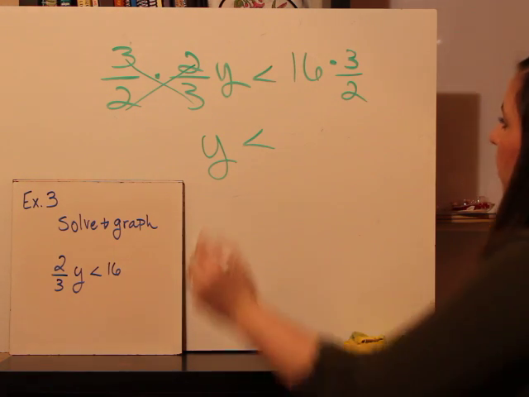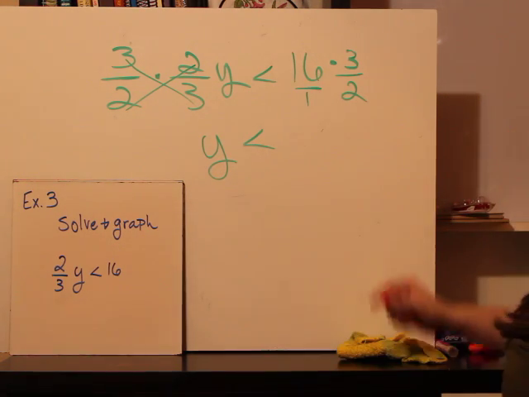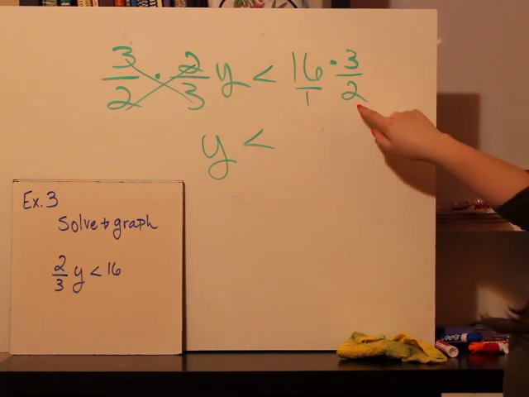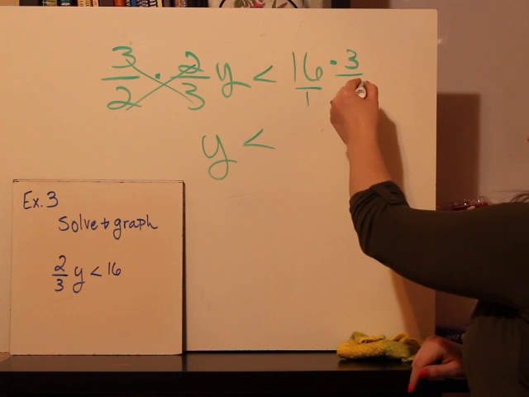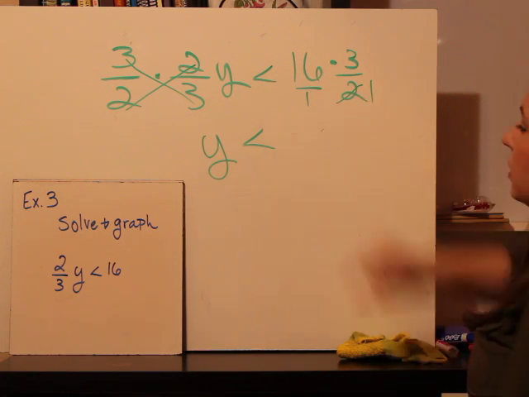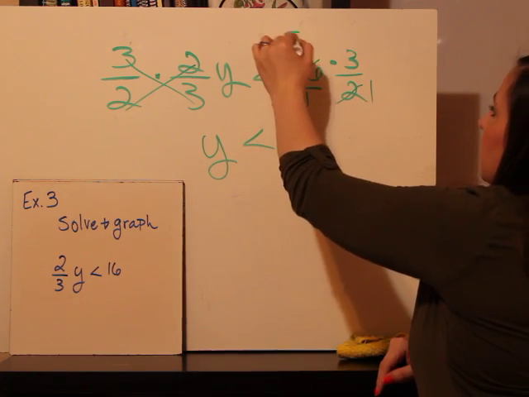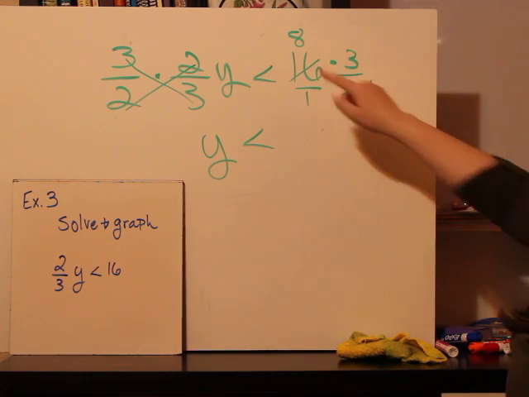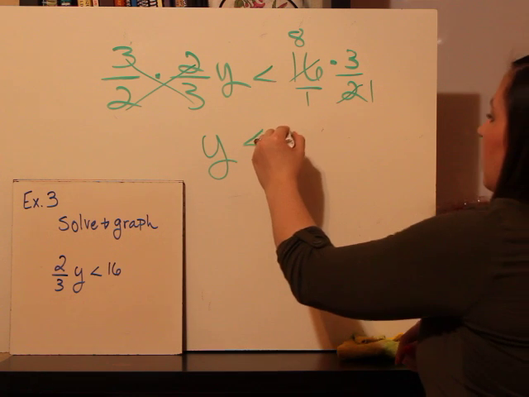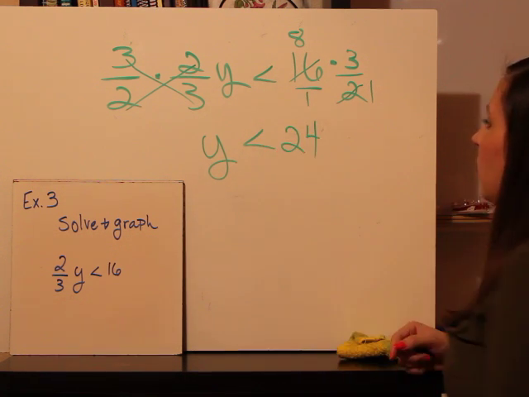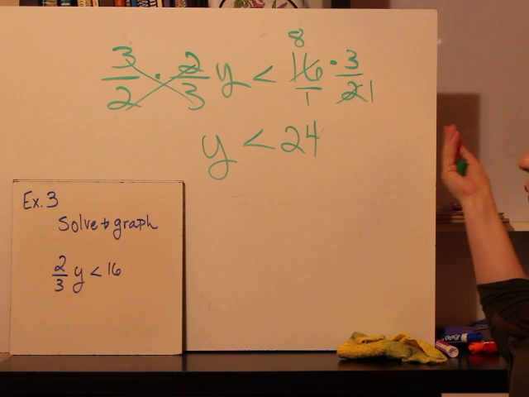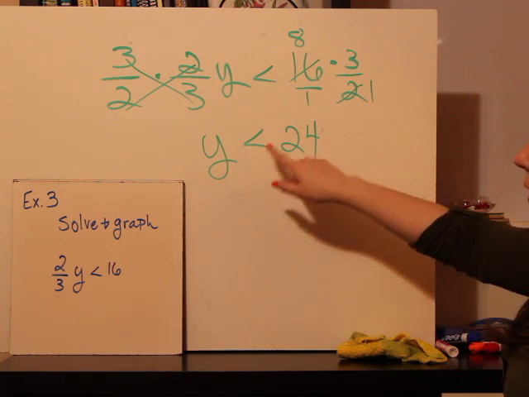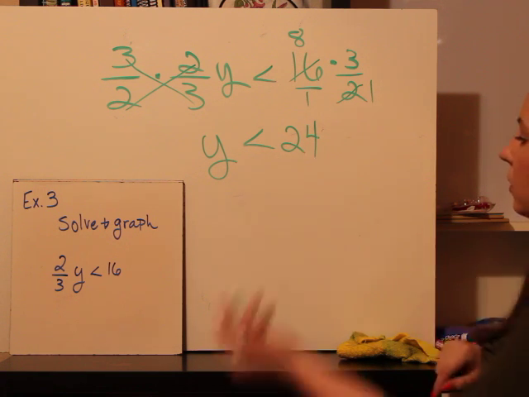Now we're going to look over here. We got 16/1. 2 and 16 can be cross-simplified. 2 divided by 2 gives us 1. 16 divided by 2 gives us 8. So we have 8/1 times 3/1. Well, 8 times 3, that's 24. And then the 1 times 1, that would just be 1. And 24/1 is just 24. So y is less than 24. We got to graph that.